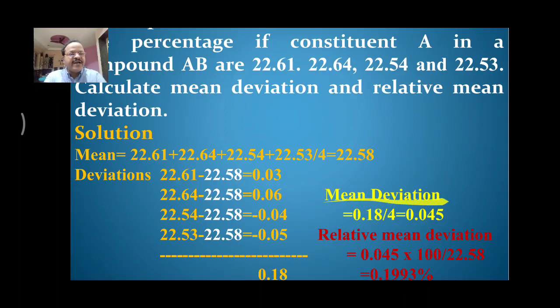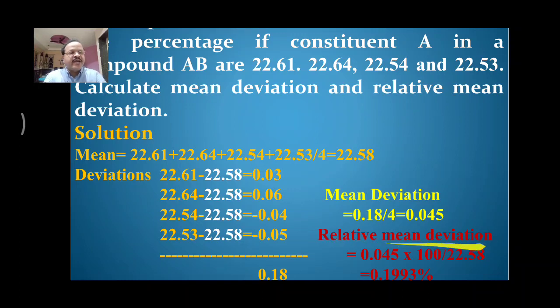Now find out the mean deviation, the sum of the deviations divided by the total number of deviations, and that comes to be 0.045, and that is nothing but the mean deviation. Now relative mean deviation, how is it calculated? The formula we have already discussed a few seconds before.